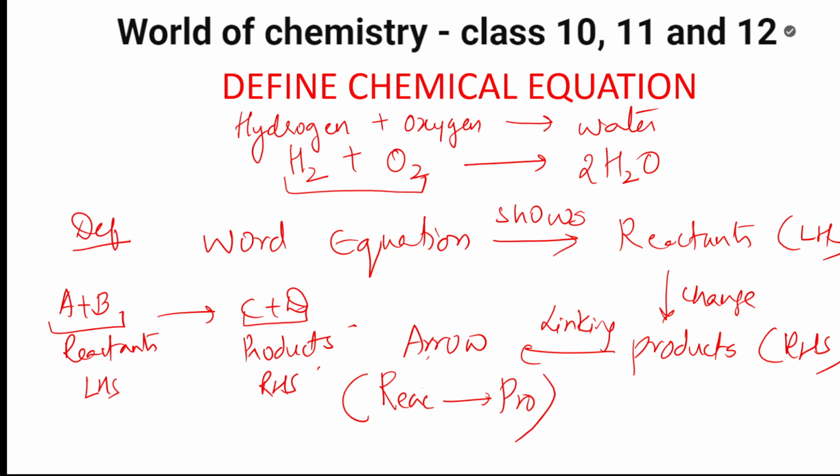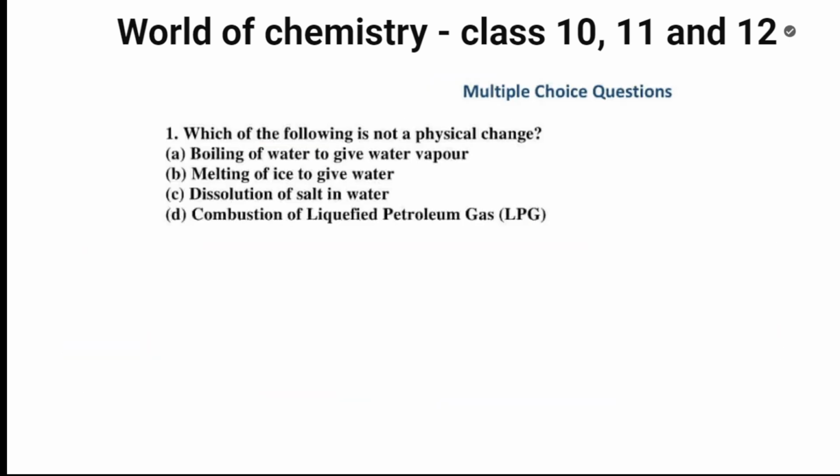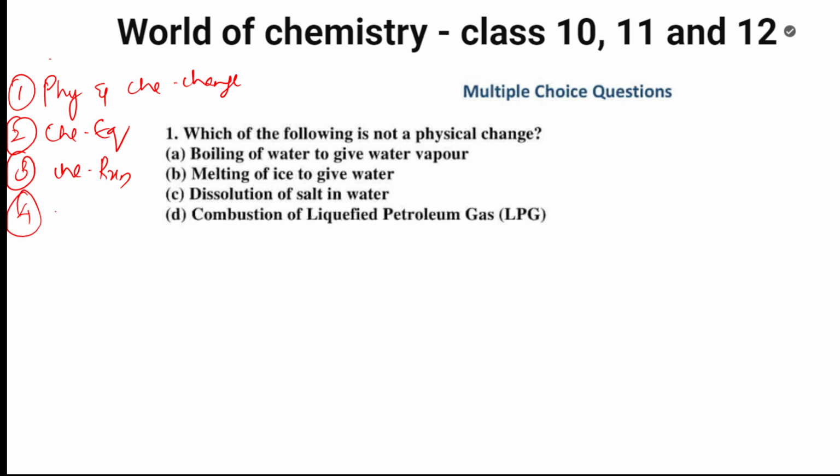Simple as that. Now, what topics have we learned till now? Once more, let us summarize. We have seen the concept of physical and chemical change, and we can write the definitions and examples also. We have learned what is meant by a chemical equation, what is meant by a chemical reaction, and the characteristics of a chemical reaction. Now let us see a multiple choice question.